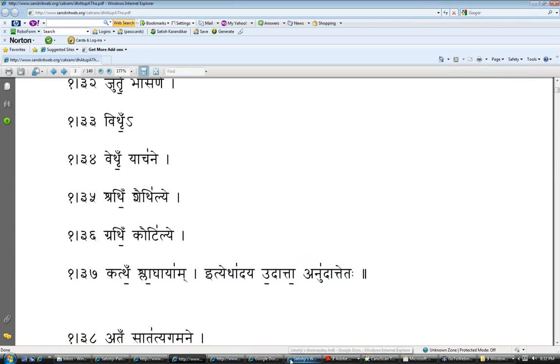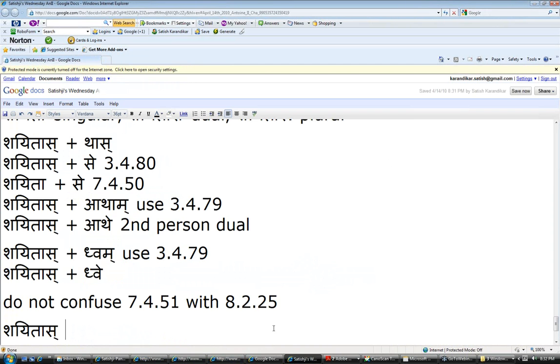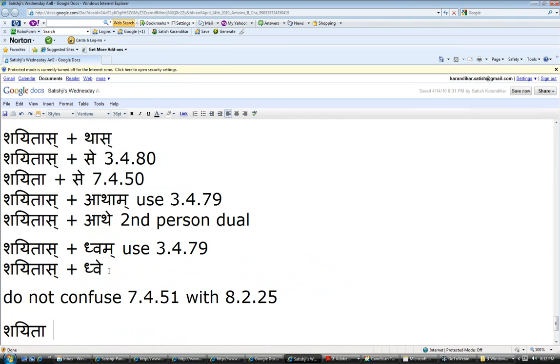Okay. So 8-2-25 we apply, and we make it Shayita, and that's it. That ends this form, Shayita Dve. That one, 8-2-25, is a new sutram we have seen for Atmanepadam only, because we did not have any pratyaya which was Dhakaradi in the Parasmanepadam. Even though 8-2-25 doesn't say anything about Atmanepadam or Parasmanepadam, as it turns out, this pratyaya Dhvam only comes in the Atmanepadam, so it only applies.